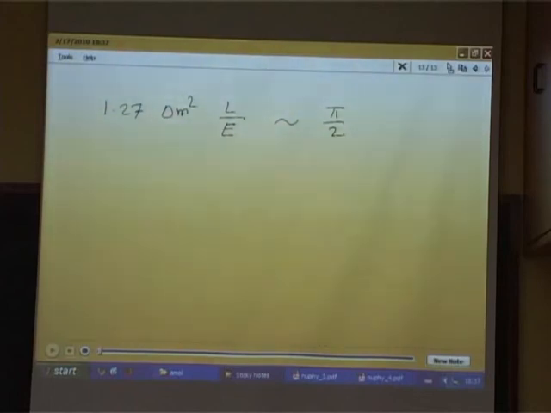Now we are going to test atmospheric neutrinos. So I know what delta m square is approximately, some range. It's 2.5 times 10 to the minus 3. So this is 1.27 times 2.5 times 10 to the minus 3 times L by E, which should be close to pi by 2, which is about 1.5. Okay, so now you can tell me what L by E is. So this L is in kilometers.